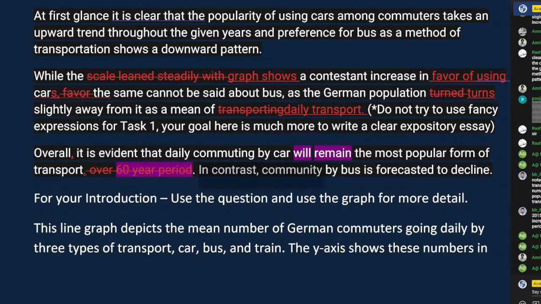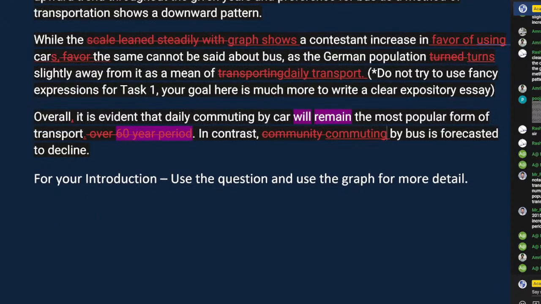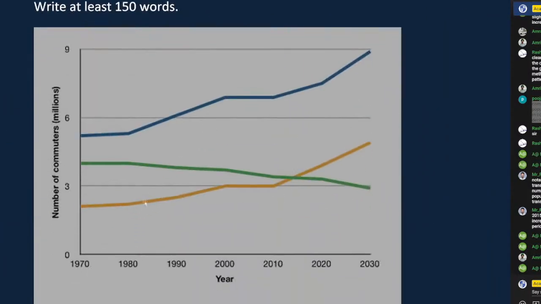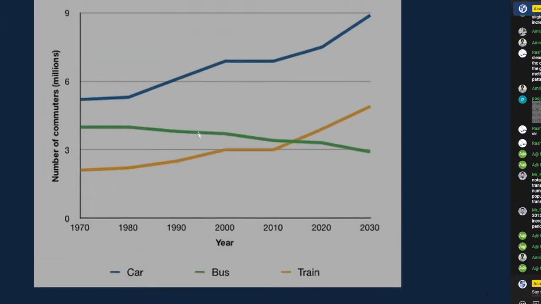And then you write, in contrast, community, it's not community, but commuting. Okay, so it's the wrong word here. Careful with that. Commuting by bus is forecasted to decline. Okay, yeah, that's fine. What about train? Nobody's mentioning trains. Trains are kind of important. We only have 3 forms of transport, and trains increase, right? So we'd want to mention that, all right?